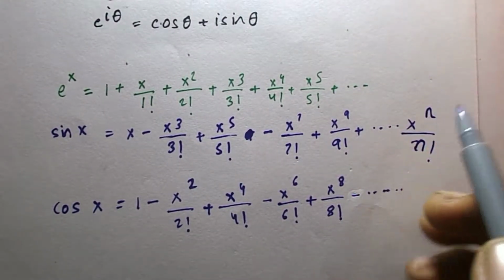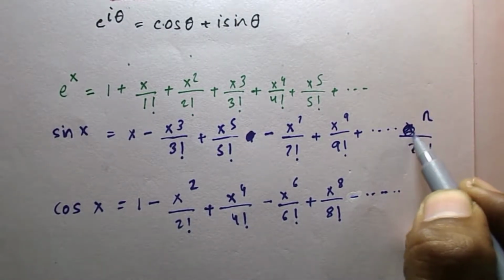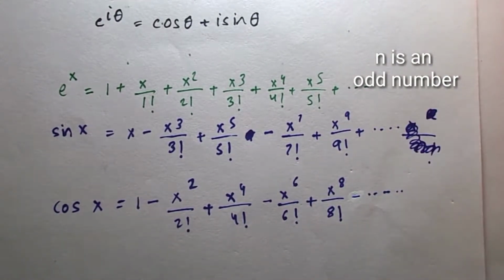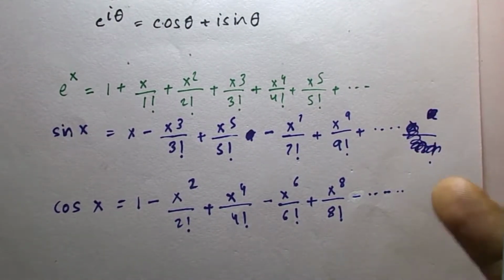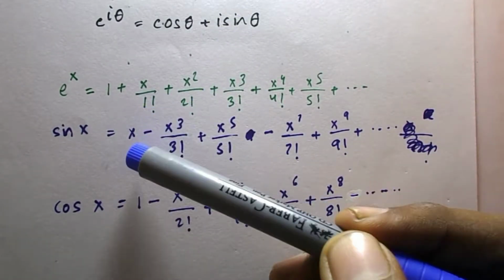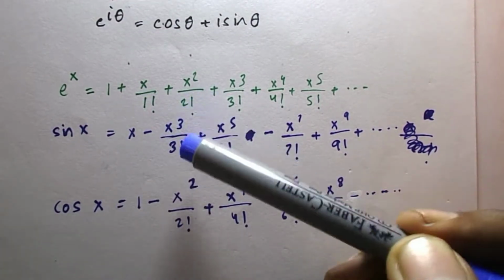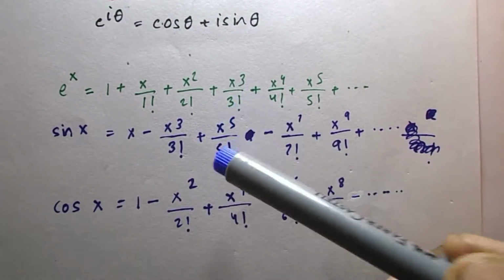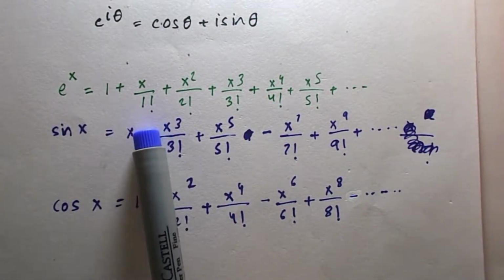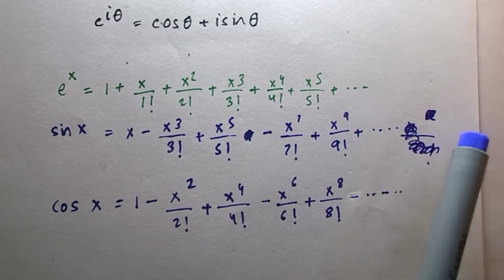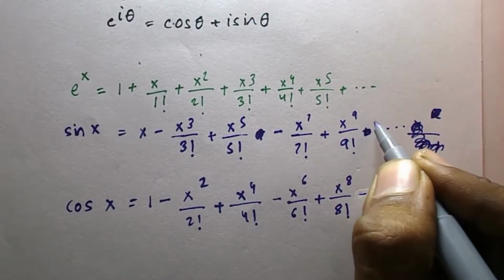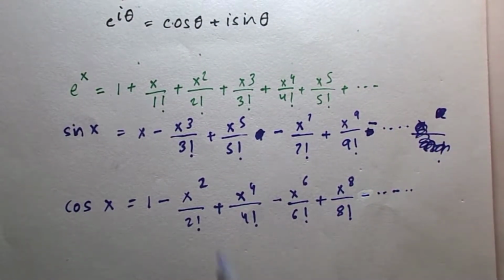It continues up to x to the power n by n factorial, where n is odd. I'm not writing it all down because this is an infinite series. So it continues up to x to the power n divided by n factorial, where n is an odd number. See, all are odd numbers: x to the power 1 by 1 factorial, that's odd; x to the power 3 by 3 factorial, that's odd; x to the power 5 by 5 factorial, they are all odd numbers. And you see, the first term would have plus, then next minus, then plus, minus, plus, minus, and so on. So this would be minus actually. This would be minus, plus, minus, plus, minus, it would continue.